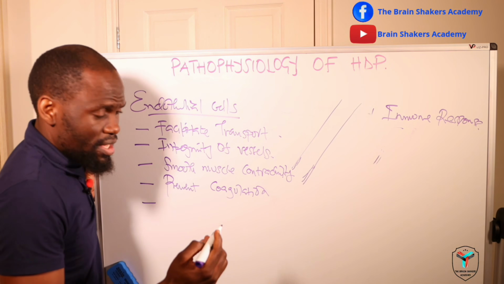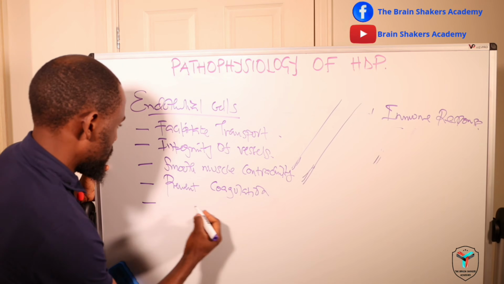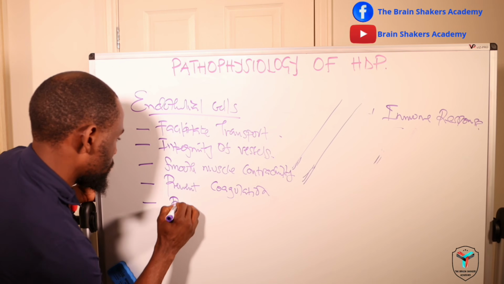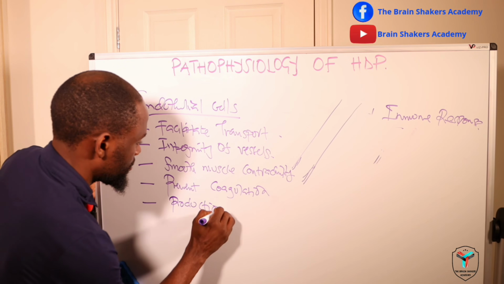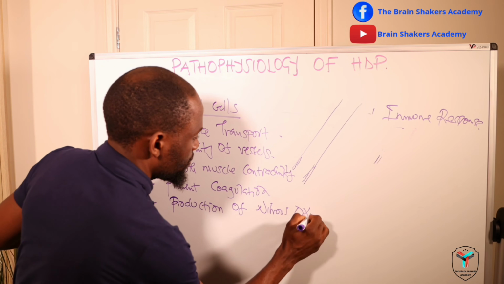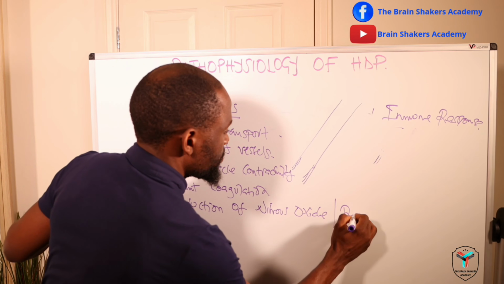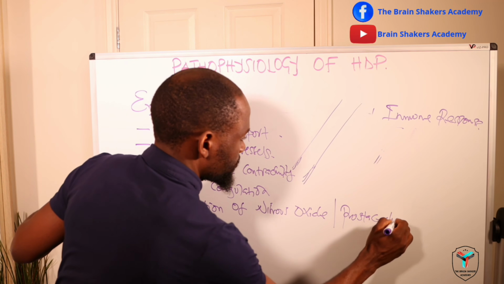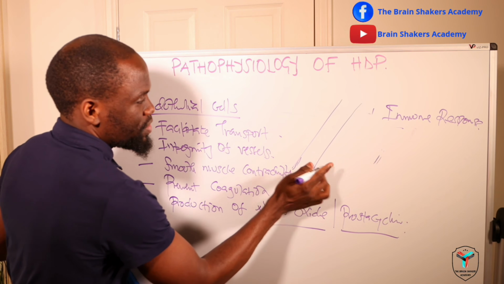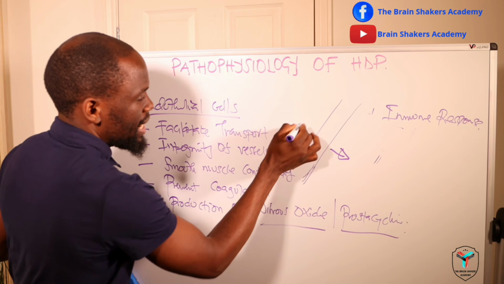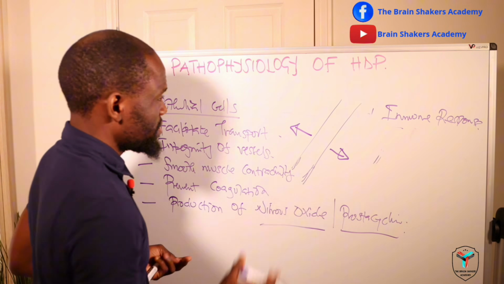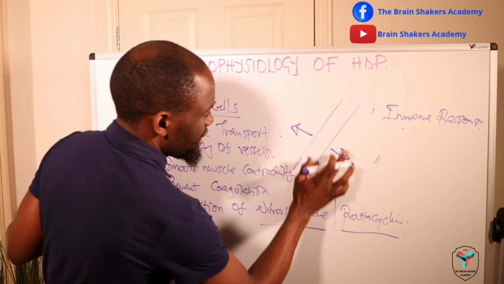The other thing that the endothelial cells are going to do is cause the production of nitric oxide and prostacyclin. Now, nitric oxide and prostacyclin are the ones that are responsible for making sure that these vessels are dilated. So this is the role of these endothelial cells in terms of their presence in the vessels.